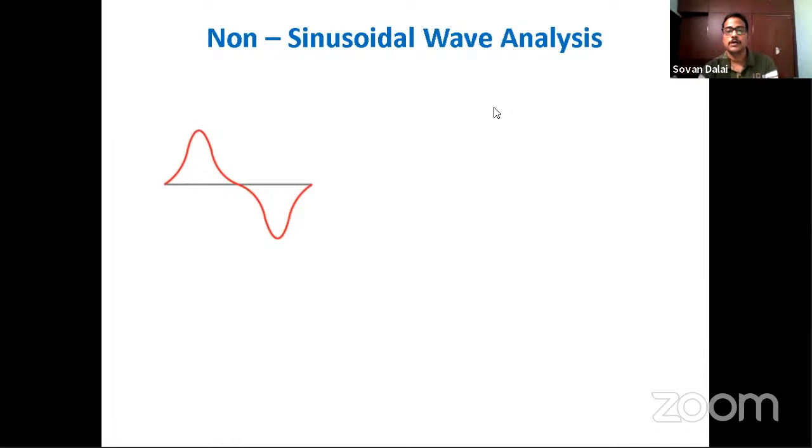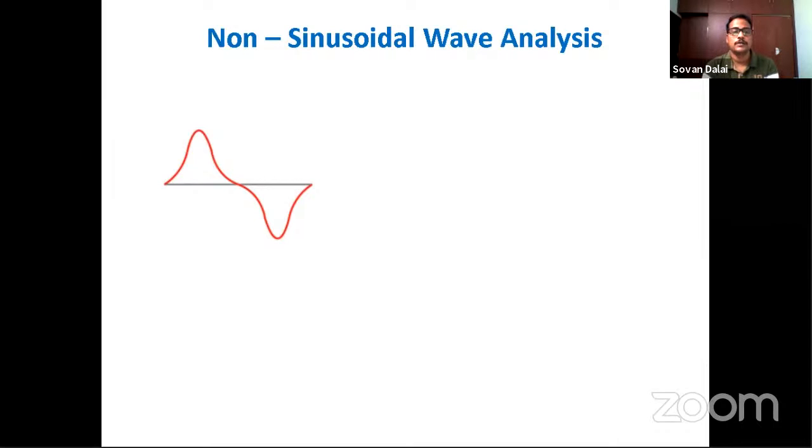Non-sinusoidal wave analysis. Up to this discussion, we have been restricted to sinusoidal wave analysis. Now, in most cases, as an electrical engineer, you will find that most waveforms are non-sinusoidal in nature. They are very close to a sinusoid, but not exactly identical to a sinusoidal waveform. In practical cases, all of you face this sort of waveform, which looks closely like a sinusoidal wave but is not exactly a sinusoidal wave. That is basically called a non-sinusoidal wave.